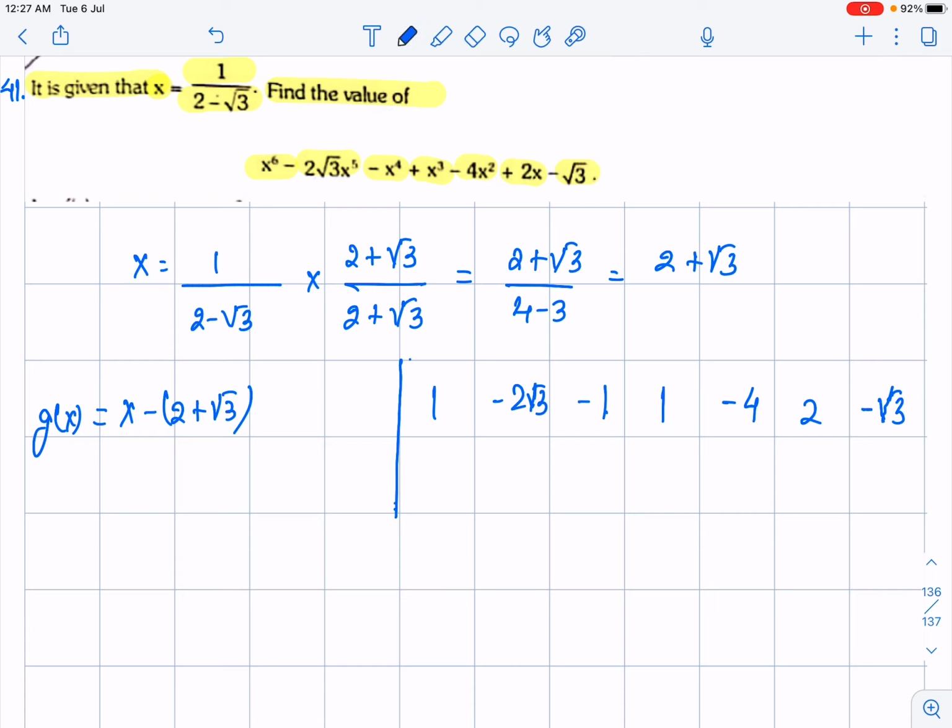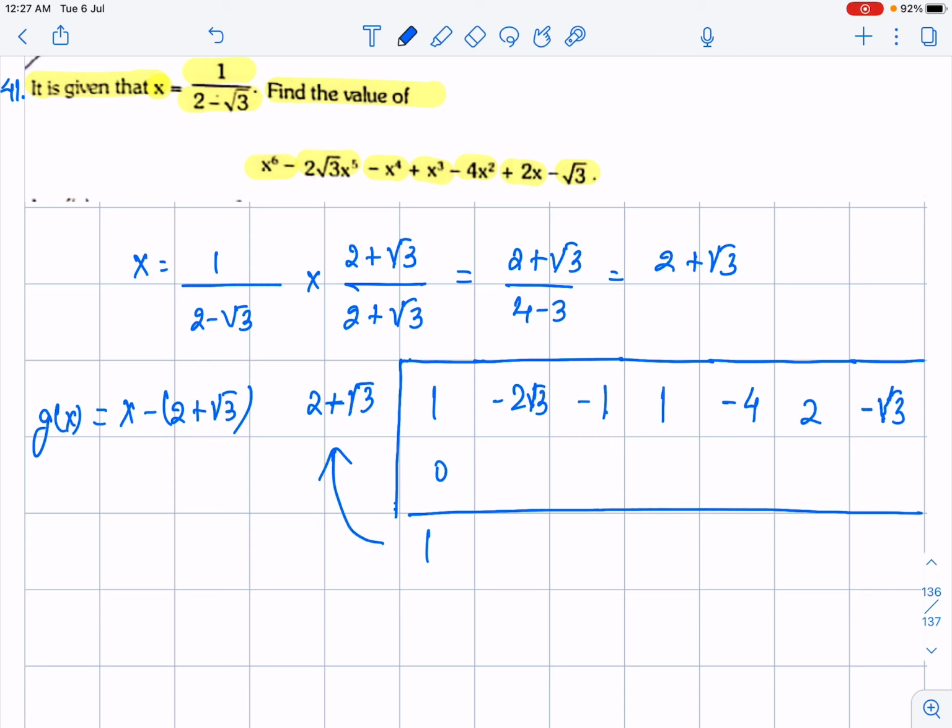So making use of all these things, what is the divisor over here? Divisor is x minus 2 plus root 3. That means I would have to write 2 plus root 3 over here. Very first time we will get 0 over here. So what will be remaining? 1 will be coming over here. 1 multiplied by 2 plus root 3 is 2 plus root 3. So we write 2 minus root 3 over here. 2 minus root 3 multiplied by 2 plus root 3 will become what? 4 minus 3, that is 1.